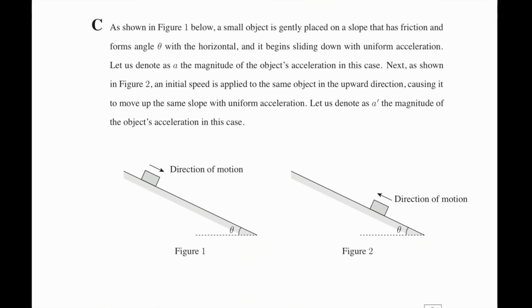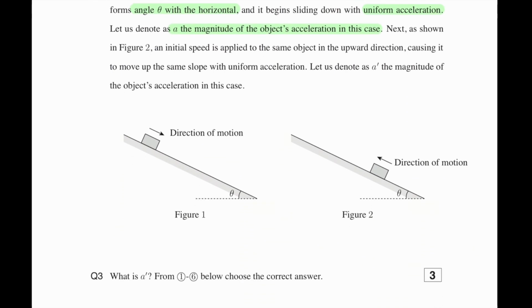As shown in figure 1 below, a small object is gently placed on the slope that has friction and forms angle theta with the horizontal. So our slope has friction and makes an angle theta with the horizontal. And it begins sliding down with uniform acceleration. Let us denote A as the magnitude of the object's acceleration in this case.